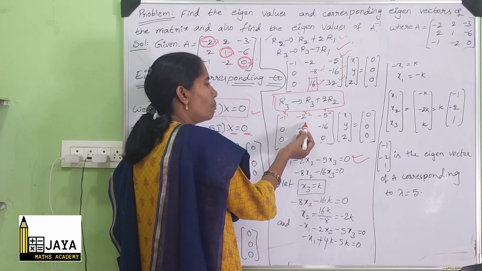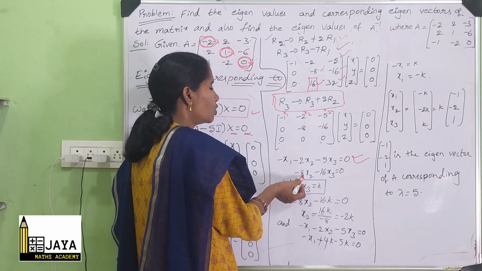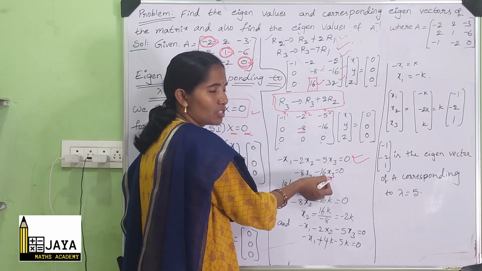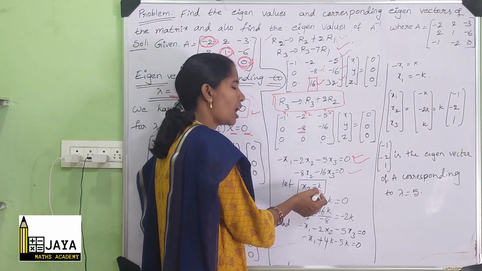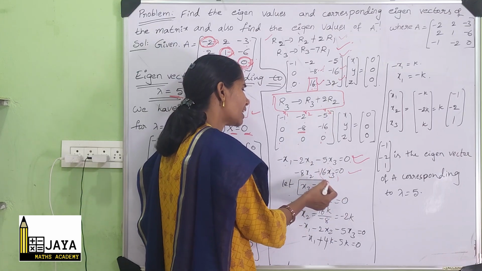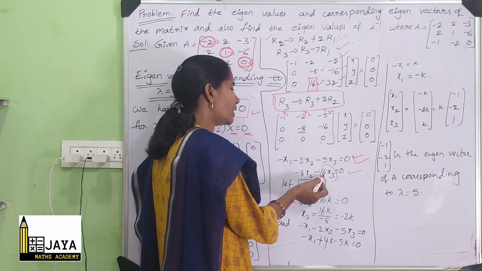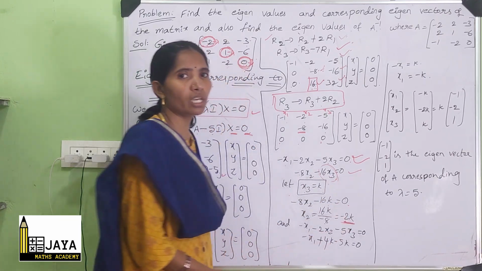Minus x1, minus 2x2, minus 5x3 is equal to 0. So the next equation is minus 8x2 minus 16x3 is equal to 0. Let us take x3 or x2, any one, as k. Here I am taking x3 is equal to k. So minus 8x2 minus 16k is equal to 0. x2 is equal to minus 2k we will get.